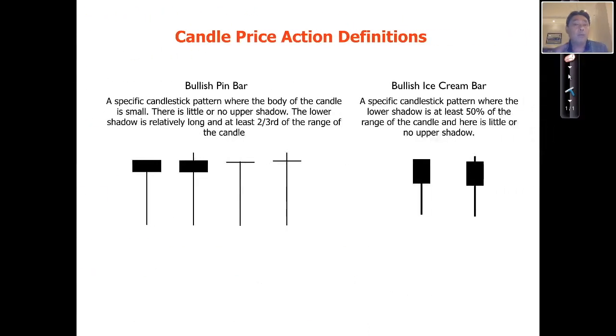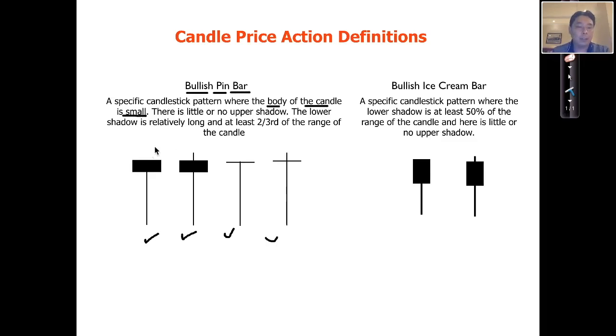Okay, let's move on to more candlestick price action definitions. Next is to understand what is a bullish pin bar. A bullish pin bar is a specific candlestick pattern where the body of the candle is really small. So take a look at these four candles. 1, 2, 3, 4. All four of them qualify to be bullish pin bars.